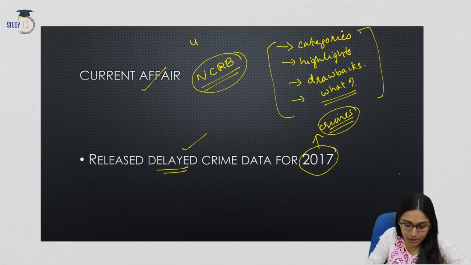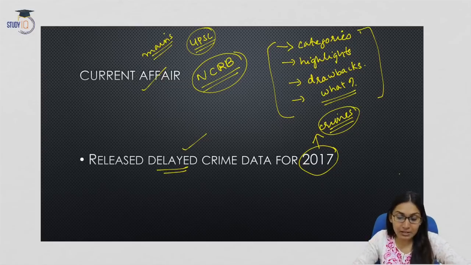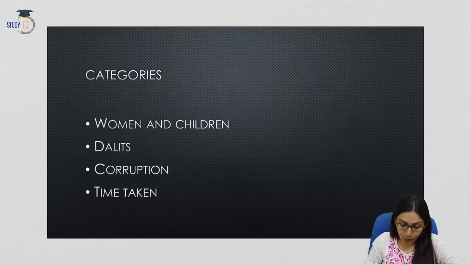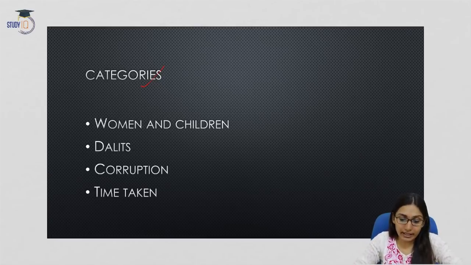A very important topic for UPSC aspirants, especially from your mains perspective. This report will give you an idea about the crime happenings in the country. So I'll try to briefly cover all the important highlights of this report in this lecture. So let us first move on to the categories of the data. What are the categories of data available in this report?